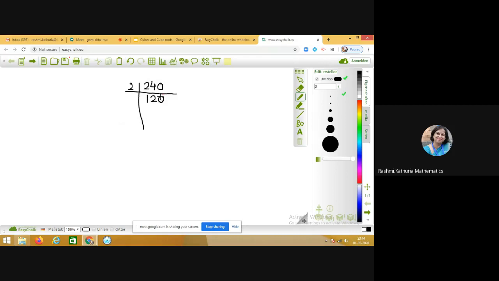So the child will say, 2 ones are 2, 2 twos are 4, and then put a 0. Fine, fantastic. Okay, now what will be the next step? Divide by 2 again. So 2 sixes are 12, then it comes 0 here. Okay, now do the next step. 2, what will come here? Okay, this is 30. Fine. So what will come next? 2. This is 15. What will come next? So this way you can have the interaction with the children and you can see how I am writing. And we can write down 240 is equal to 2 into 2 into 2 into 2 into 3 into 5.